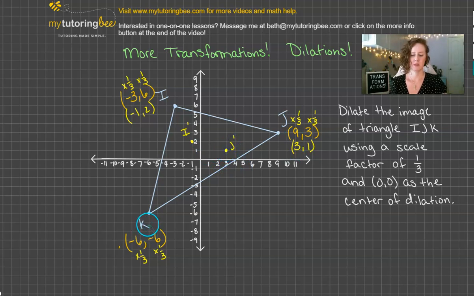And then let's look at K. 1/3 of -6 is -2. 1/3 of -6 again is -2. So our K prime will be at -2, -2. And then we can connect these dots, and we see that we have a smaller version of our original triangle.